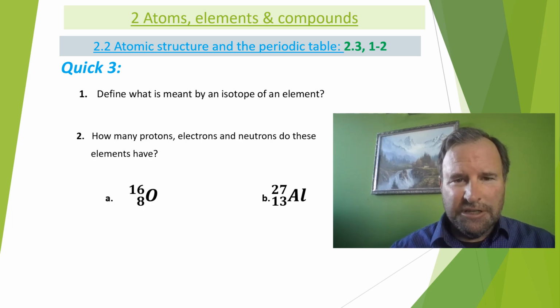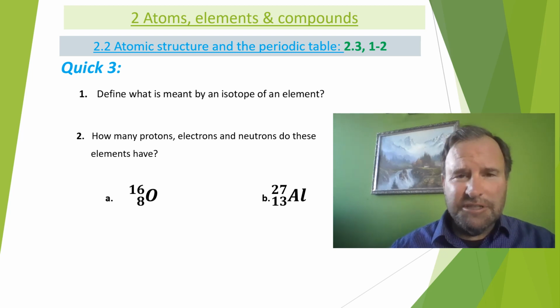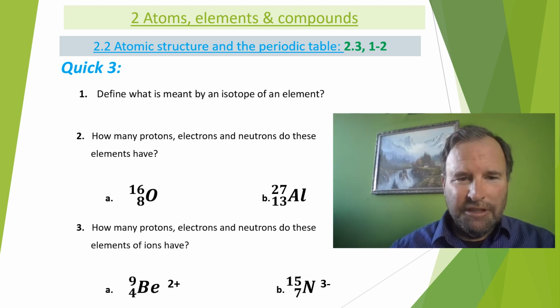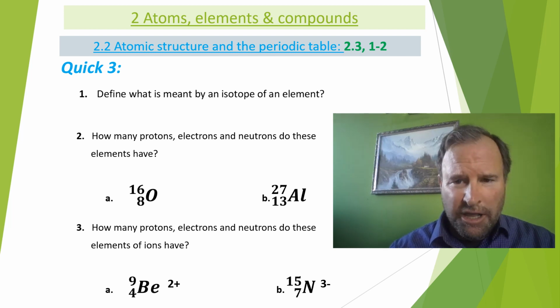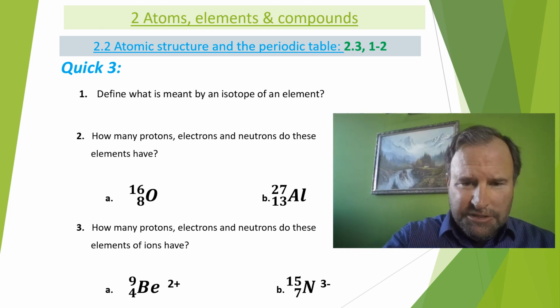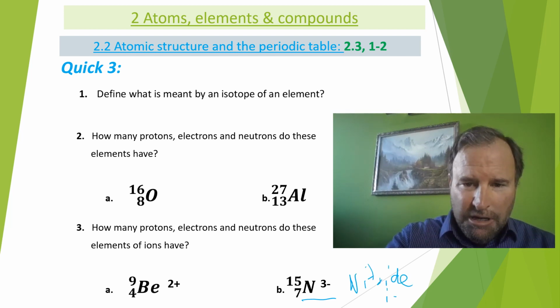Question 2, how many protons, electrons do these elements have? Remember, these are neutral elements of oxygen and aluminium, Al. If you remember your first 20 elements that we did in previous slides, well done. And then how many protons, electrons do these ions have? We've got the beryllium ion 2+, and we've got the nitride ion of 3-, which is this one here. That's the nitride ion. Remember, the non-metals end in IDE.